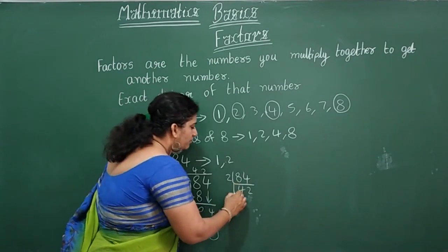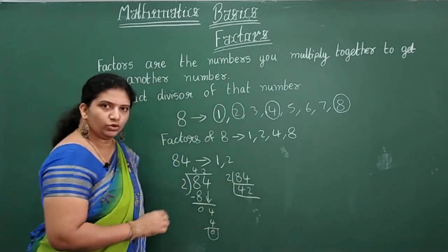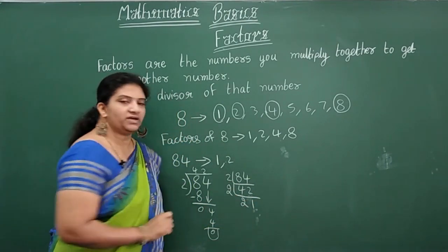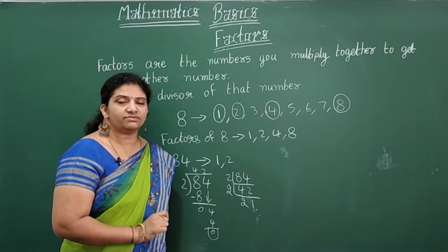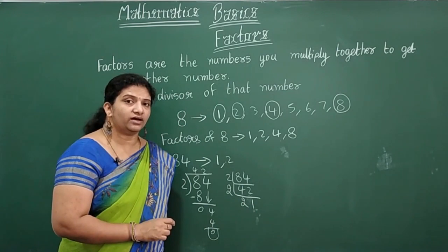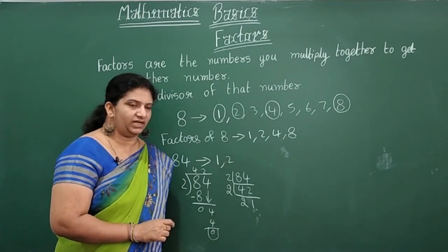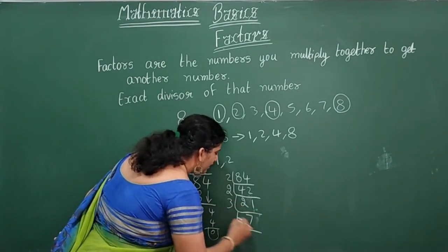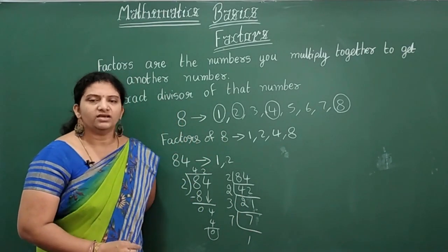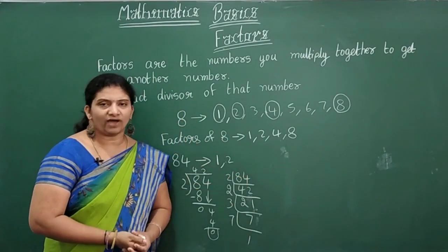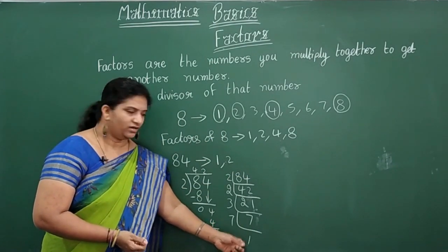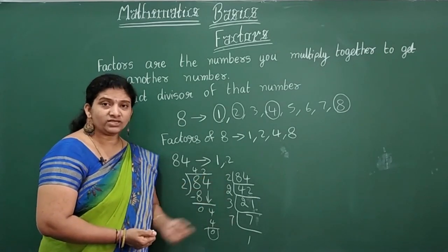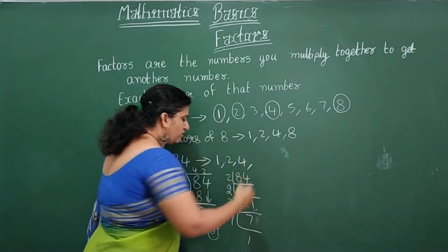Okay. So now again 42, 2 table. 2 2s are 4, 2 1s are 2. Now stop here, children. 21 is not divisible by 2. But you know where you get it? Yes, 3 7s are 21. Write it here. 3 7s are 21. And again 7 1s are 7. See here, when you are writing the factors of 84, 1 is a factor, right? And 2 you have already written. Then 2 into 2, which is 4, is a factor. Again, 5 is not a factor.